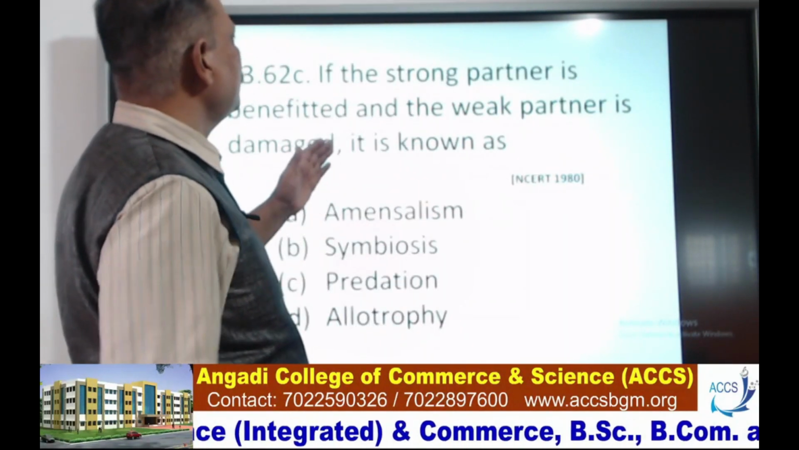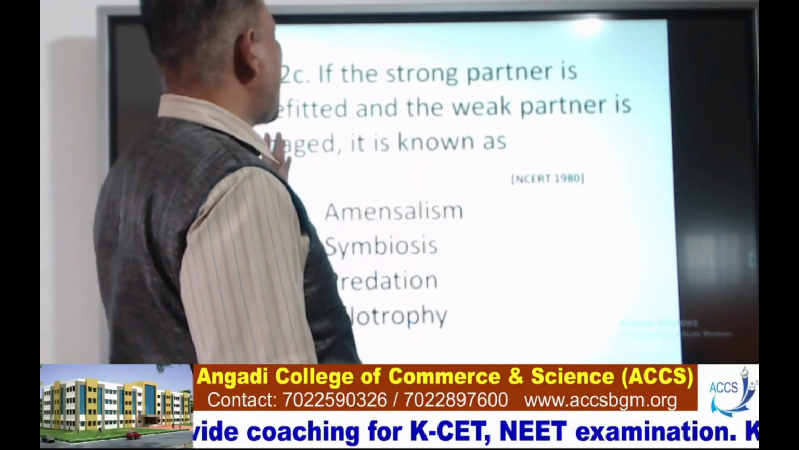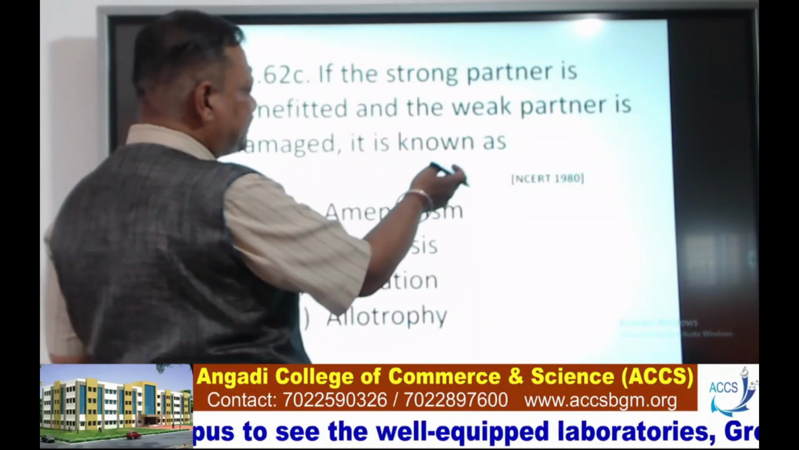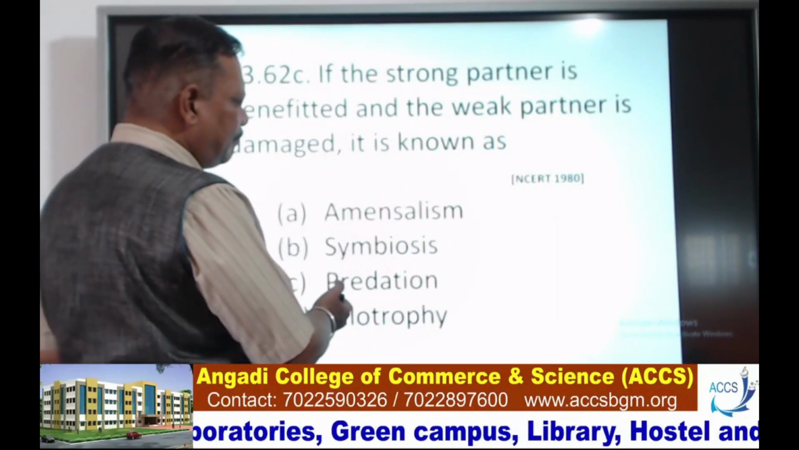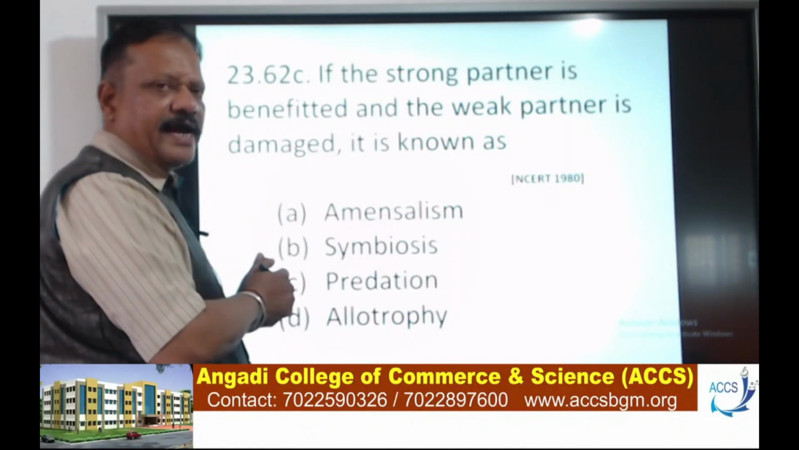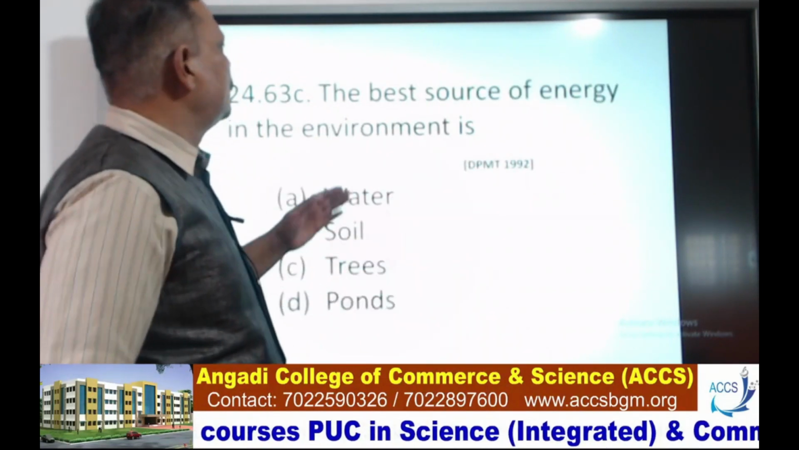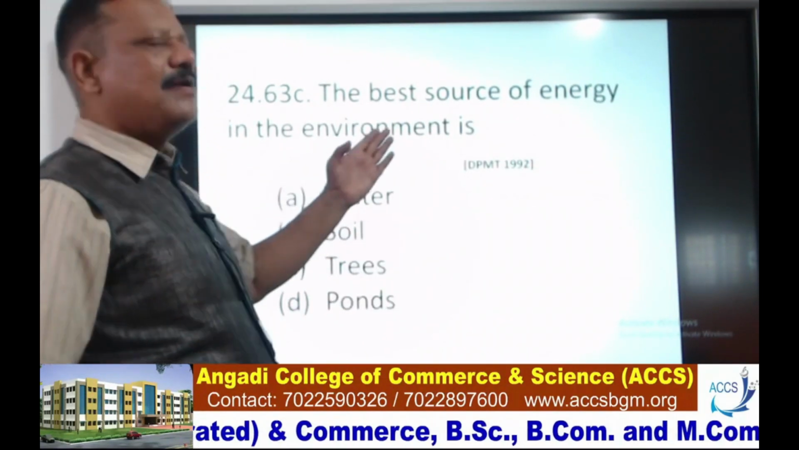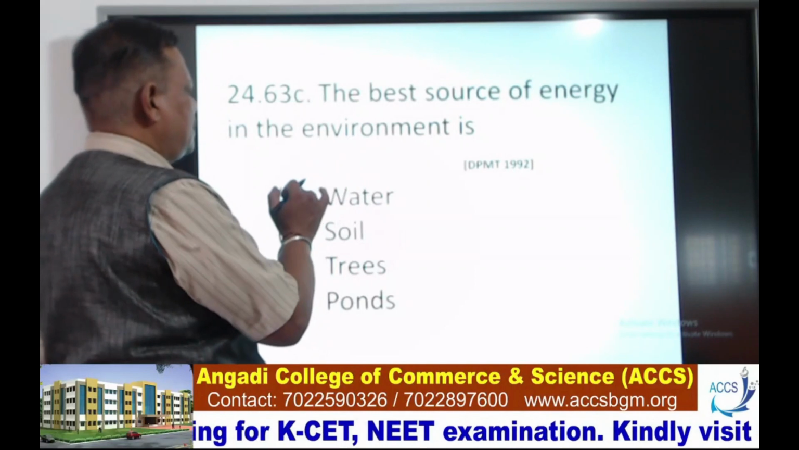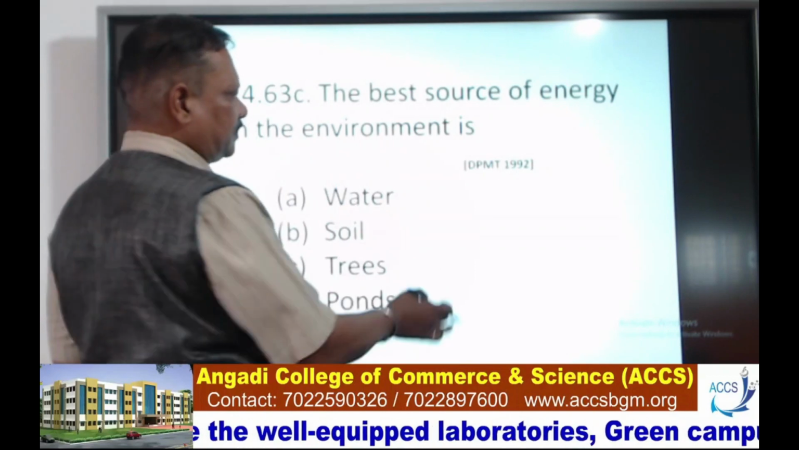Next. If the strong partner is benefited and the weak partner is damaged, it is known as. So, here: commensalism, symbiosis, predation, allelopathy. It is definitely called predation. Okay, one is benefited, another one is harmed. The best source of energy in the environment is, in the environment, which is the best source? Just see: water, soil, trees, ponds. Here, the trees are the best source. Next.